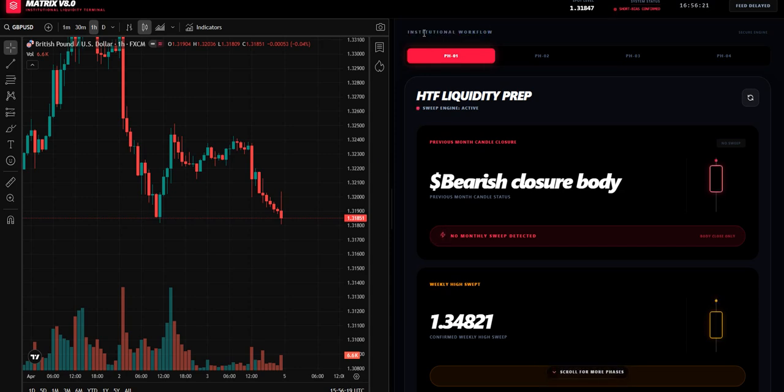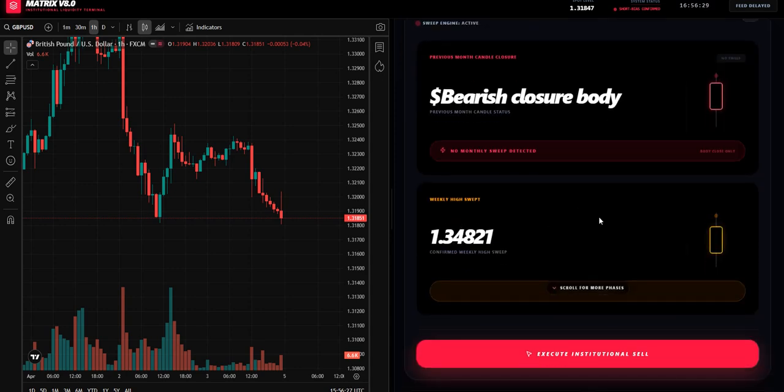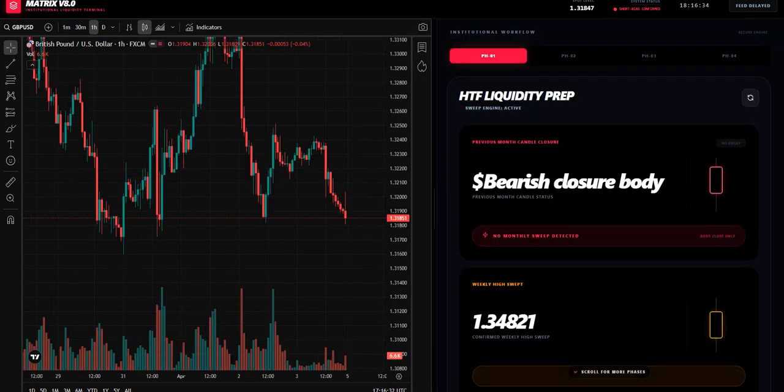Now the first phase, this is what we have, the institutional workflow. What we have first is the scanning. This is pretty much scanning the high time frame. So we've got the monthly time frame, and we have the weekly time frame here. All right, let's see what we have at this particular point.